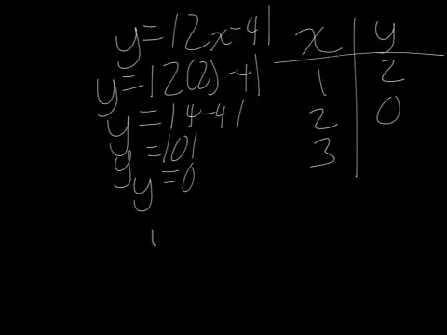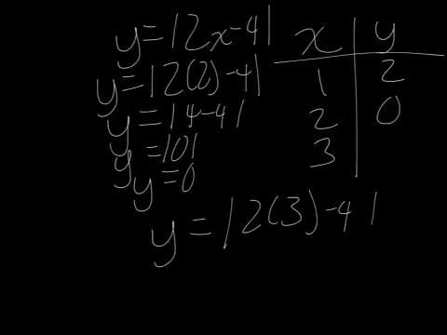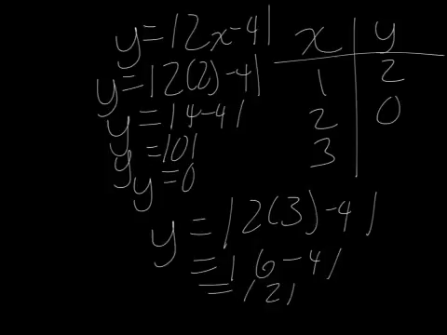And then I'm going to look at 3. So y is equal to the absolute value of 2 times 3 minus 4. 2 times 3 is 6. 6 minus 4 is 2. The absolute value of 2 is 2. So I have (1, 2), (2, 0), and (3, 2).